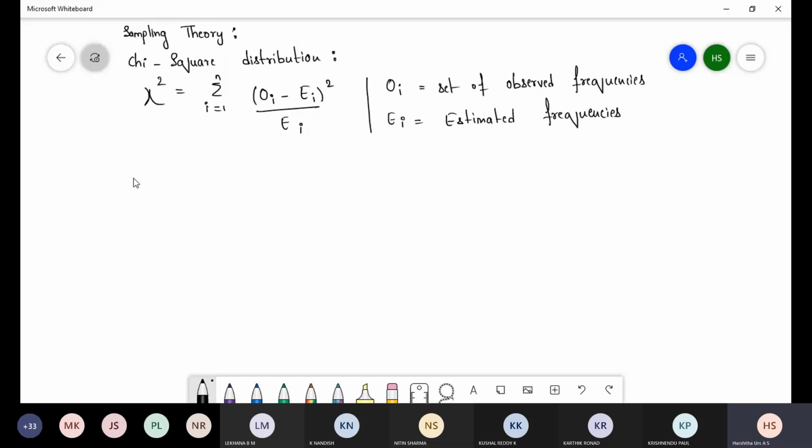Here the method of this chi-square distribution is that the chi-square value must be less than the table value they have given in the question. If it is less than, then we say the hypothesis is accepted. If it is greater than the value mentioned in the table, then we say this hypothesis is rejected.